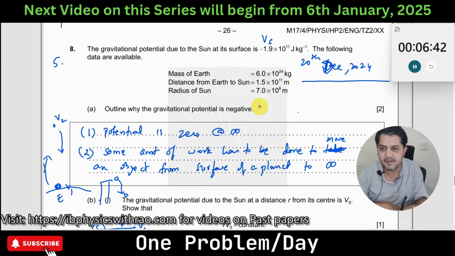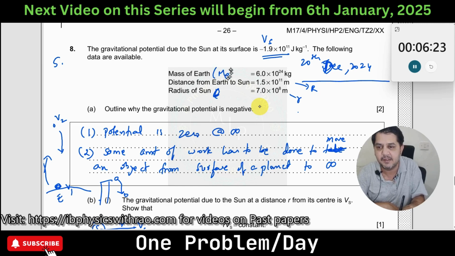Mass of the earth is given, mass of the sun is not given. But if you look at this, minus 1.9 into 10 power 11 joules per kg is given. R is also given. See this R, not this R, this R. The distance from the earth to the sun, this value of R is given to you. This is the radius of the sun and this is the mass of the earth. Mass of the sun is not given, but Vs is given.